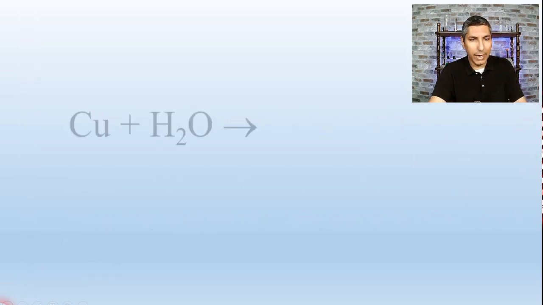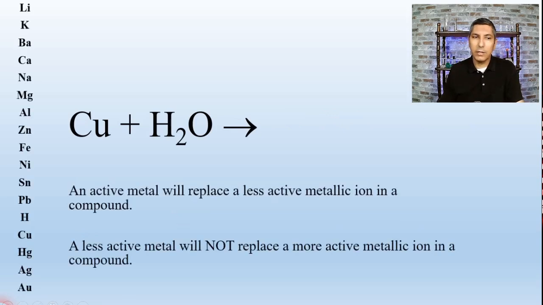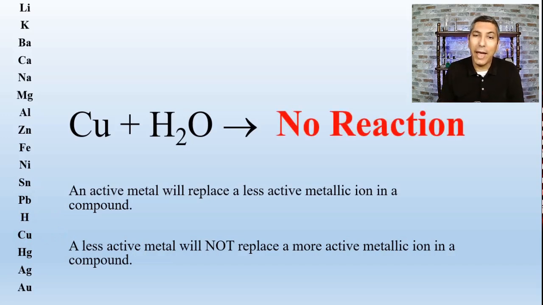Now let's take a look at another example, copper plus water. So once again, we can take a look at the activity series and we can see where copper is. So here's copper right here, kind of fairly close to the bottom, and it's trying to kick out hydrogen from the water. And hydrogen is a little bit above copper, isn't it? So is this going to work? Can copper kick out hydrogen? It cannot. It is too low on that activity series. So what's the answer? No reaction, isn't it?